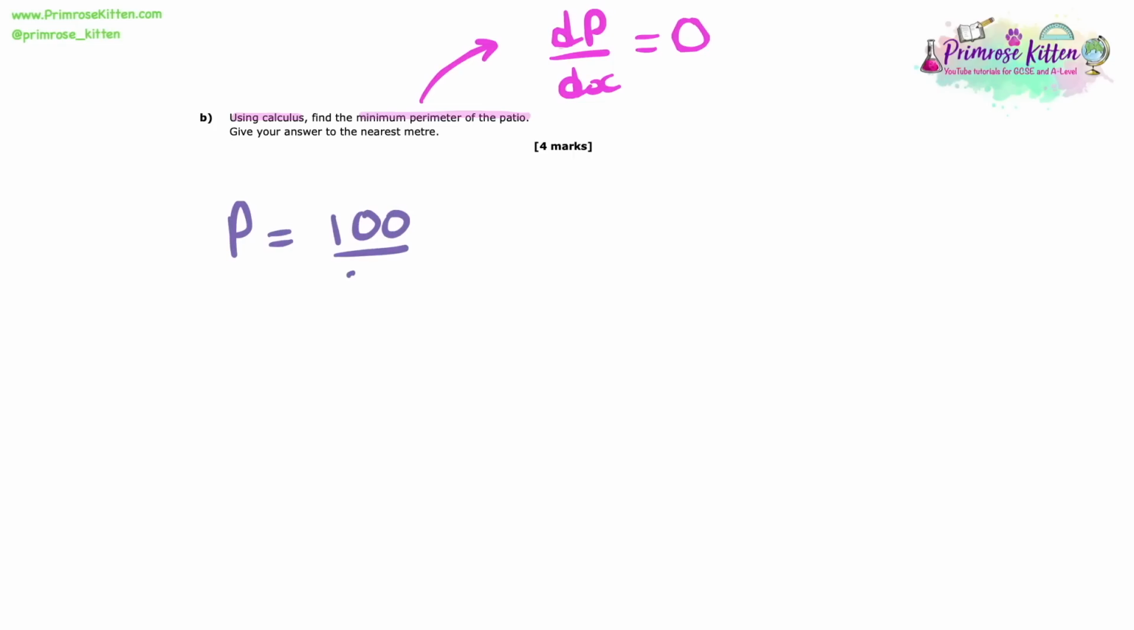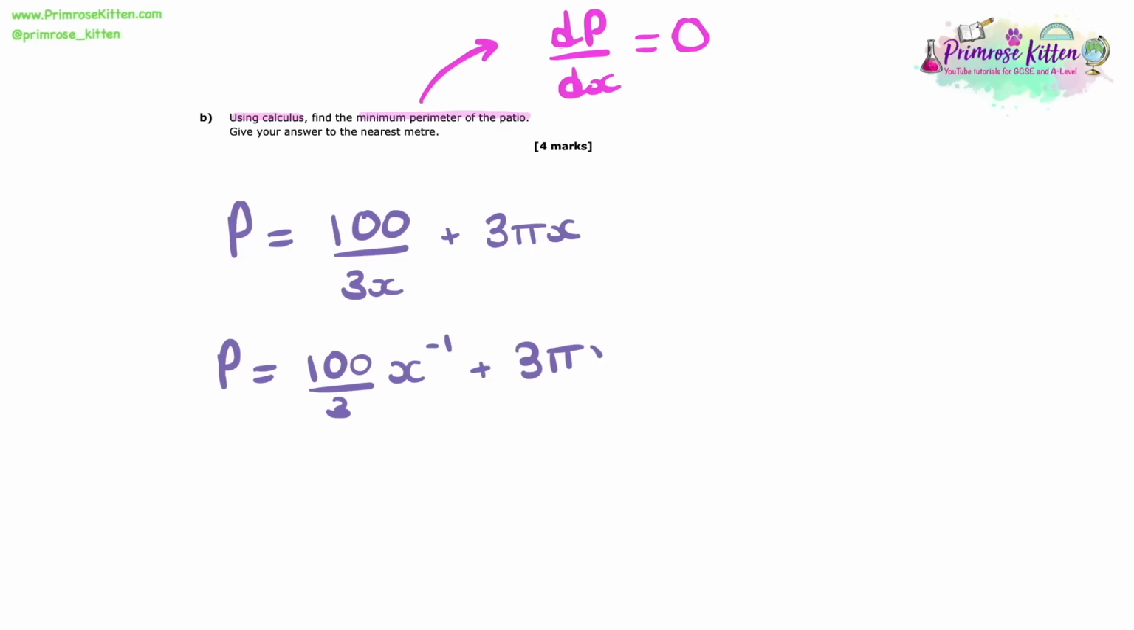So let's remind ourselves now of what the equation for P is. P equals 100 over 3x plus 3 pi x. And what we need to do is we need to differentiate this with respect to x. Now when we have 100 over 3x, we need to remember that's the same as 100 over 3 times by 1 over x. And we really do need to know that 1 over x is the same as x to the power of minus 1.